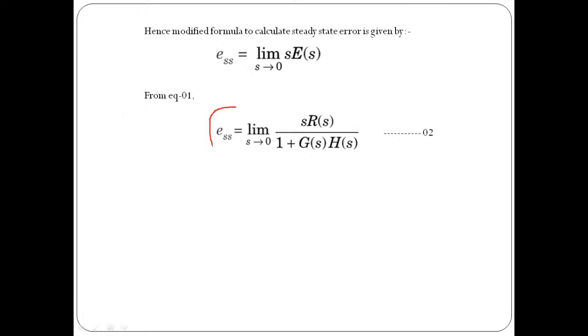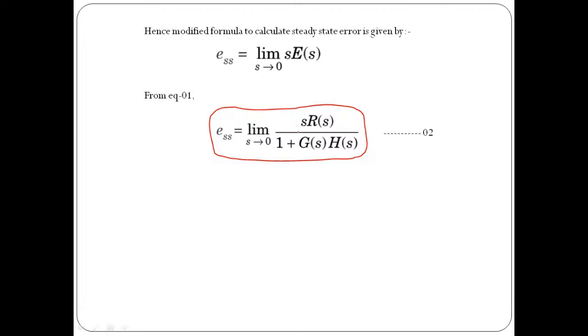So if you club these two, the modified formula to calculate steady state error is given by limit s tends to 0 s into E of s. Now from equation 1 we can write E of s as R of s upon 1 plus G of s into H of s. Let this be our equation number 2. Now this equation is very important. This is the expression which we normally use in order to calculate the value of steady state error.